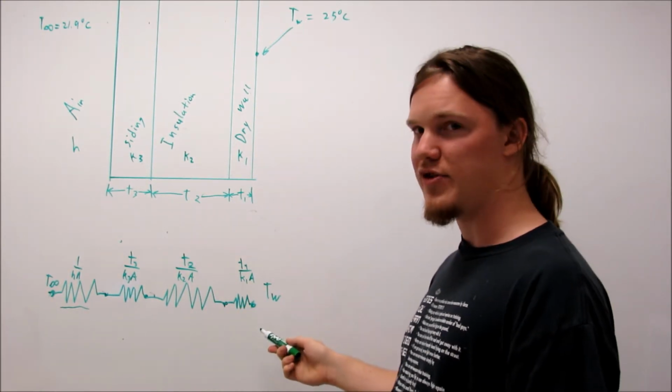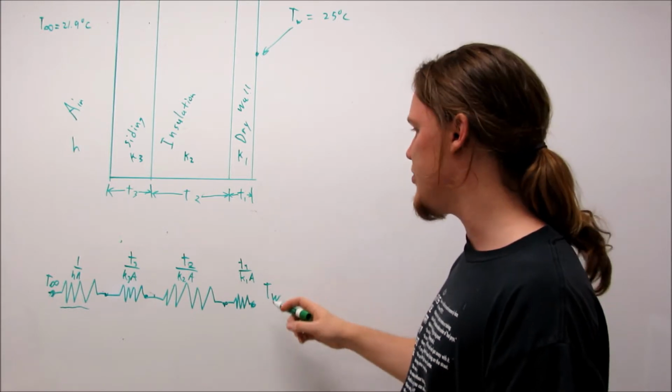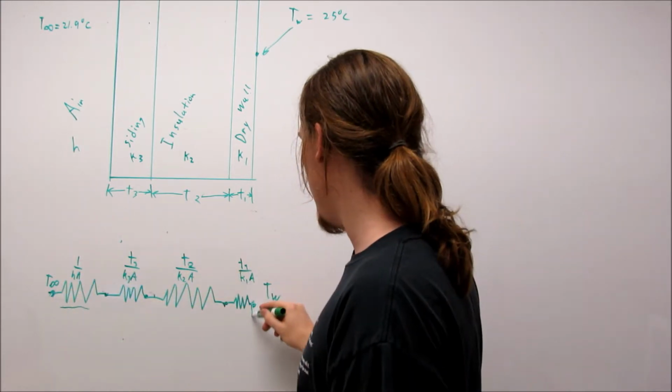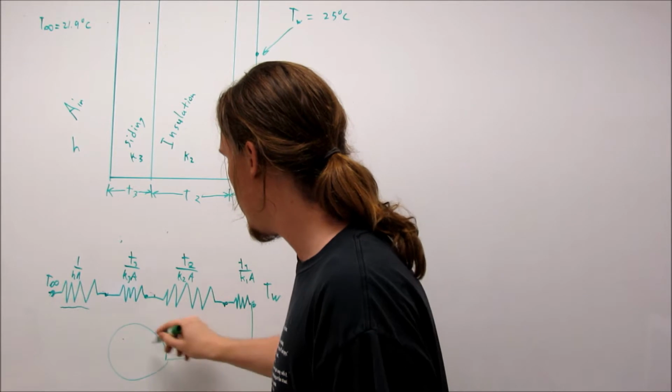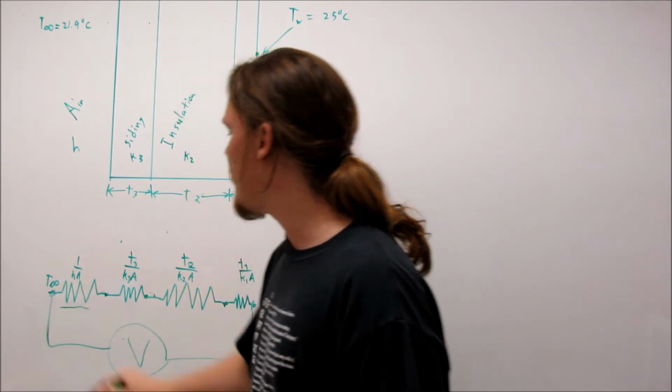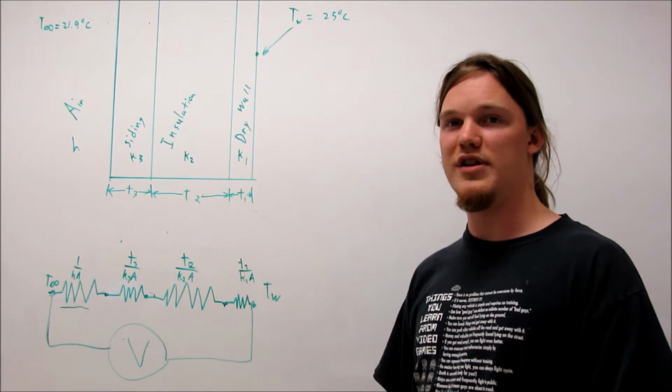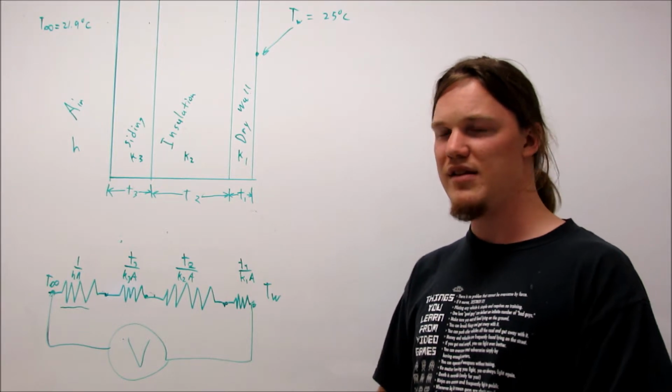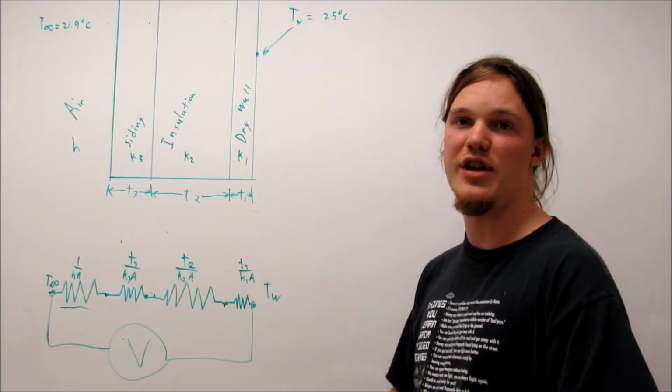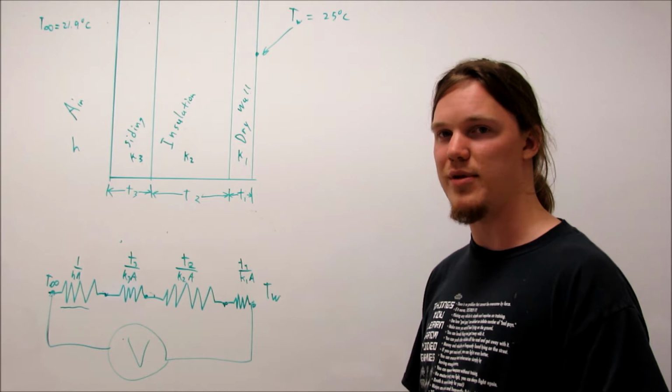To convert this to an electrical problem, we just changed the temperature gradient over to a voltage source, and all the resistors into just simple electrical resistors. Now this is a very simple example of converting a thermal problem into an electrical problem.